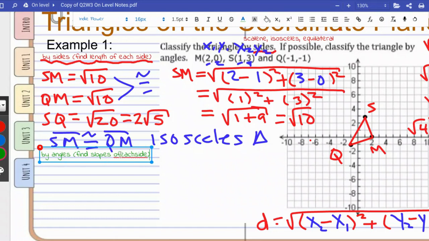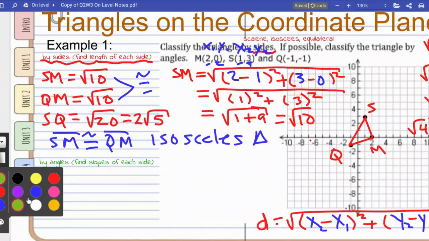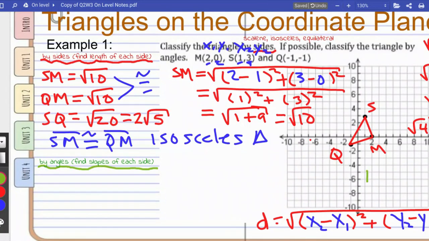Now, some of you find your slopes by doing rise over run from the graph, and that's perfectly acceptable. Some of you find your slopes by using the slope formula. That is also completely acceptable. It just depends on who you are.